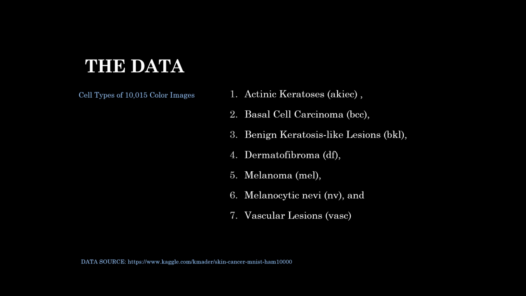The variable cell type is a target variable that included 7 types of skin lesions. Those would be actinic keratosis, basal cell carcinoma, benign keratosis-like lesions, dermatofibroma, melanoma, melanocytic nevi, and vascular lesions.